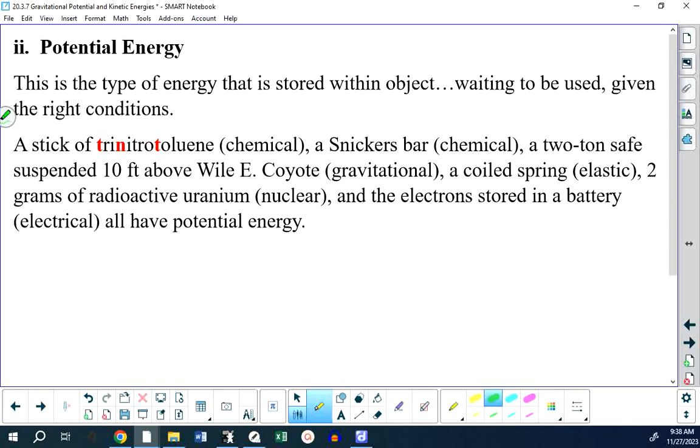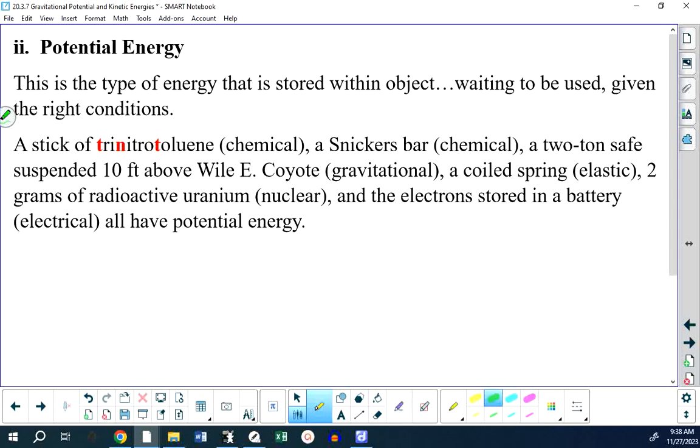A Snickers bar also has chemical potential energy. When you eat the Snickers bar, you ingest a whole bunch of carbohydrates, basically a bunch of sugar, and your body, through the process of cellular respiration, pulls energy out of that sugar. It also pulls water out of it, and it also pulls carbon dioxide out of it.